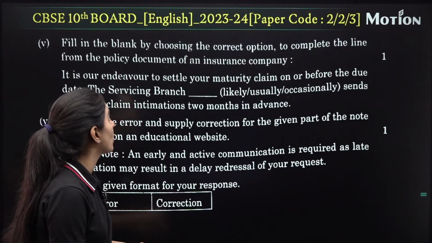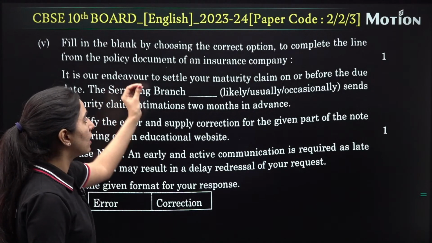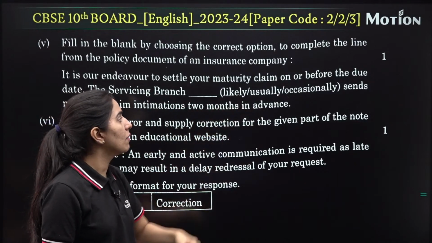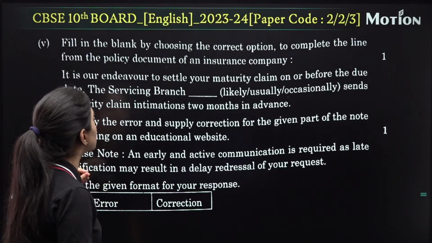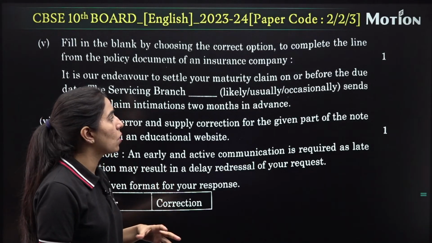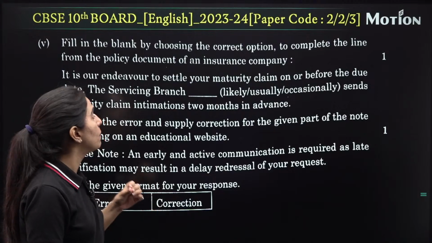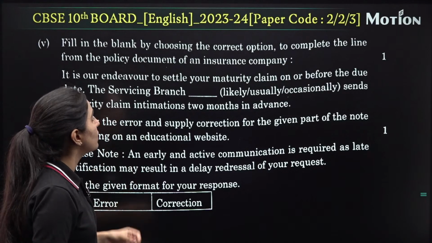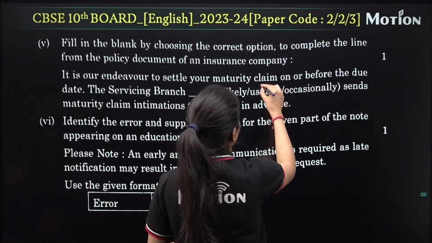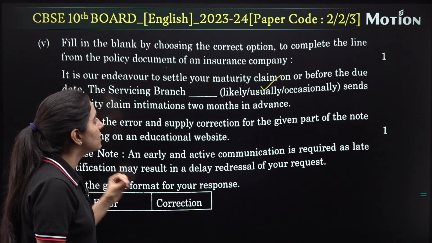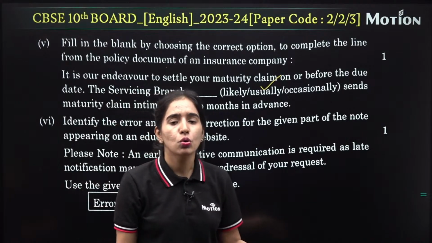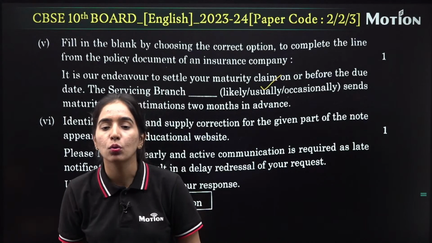Let's move towards the next question that we have. You have to again select one of the correct answers out of likely, usually and occasionally. The question says that it is our endeavor to settle your maturity claim on or before the due date. The servicing branch usually sends maturity claim intimations 2 months in advance. Usually will be the correct adverb that you have to use.